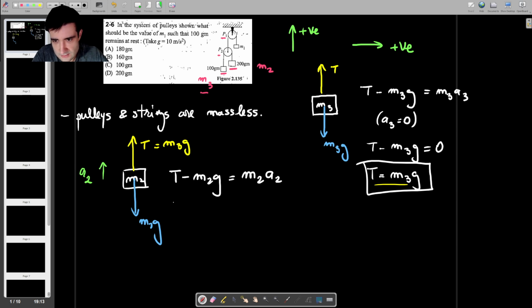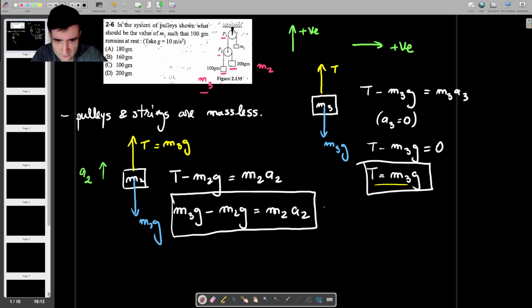So we can then say that tension, or instead of tension, the weight of 3, so M3G minus M2G is equal to M2A2. Okay, I don't think there's anything more we can do at this point, other than substitute in the values of M2 and M3. So technically we can find A2 at this point, but I'm just going to leave the equation like this for now. So I'm going to call this equation 1. Well, this would be equation 1, but yeah, we'll skip that.